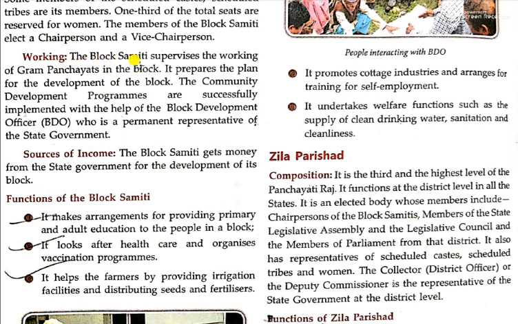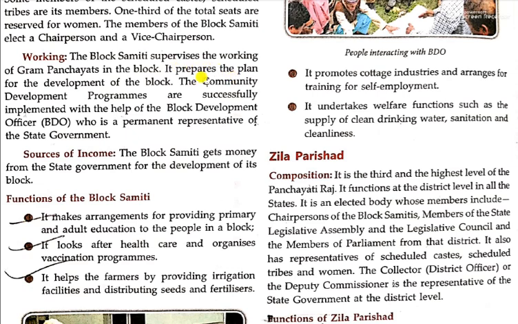Working. The block samiti supervises the working of gram panchayats in the block. Now we saw that the block is formed by many gram panchayats coming together. So the block samiti looks after, or supervises, the functioning of these gram panchayats to make sure that all the gram panchayats are working properly.